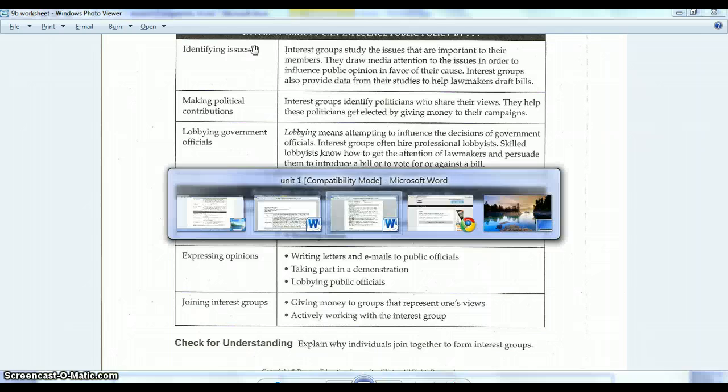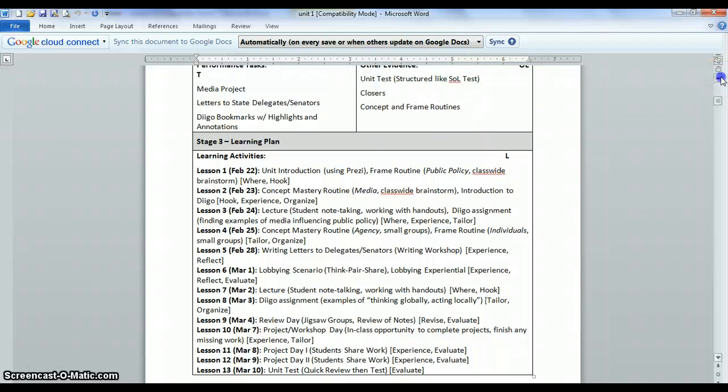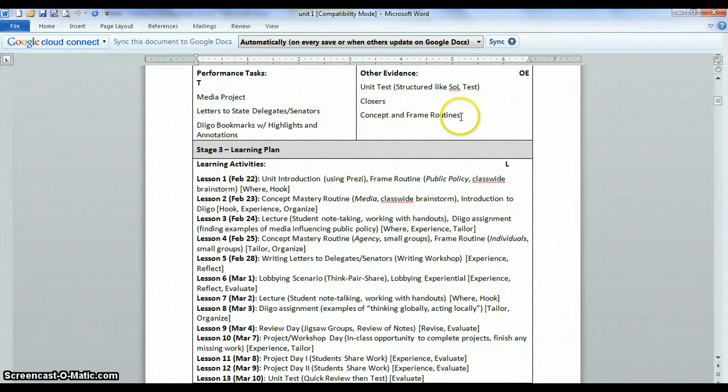A few more things might be of interest. So here's the general learning activities for the unit itself. It's all of SOL 9, moving very slowly through SOL 9A, and then 9B, that's what we were in here, and then 9C, and then the unit day. My assessments were designed kind of all over the place. I had closers, unit tests, concept frames is kind of my more formalized other evidence, and then performance tasks were in here.